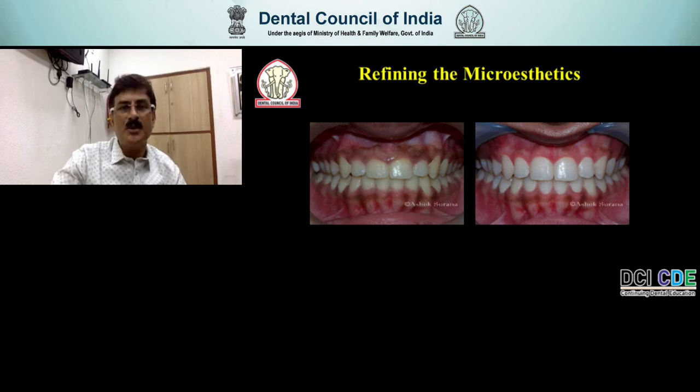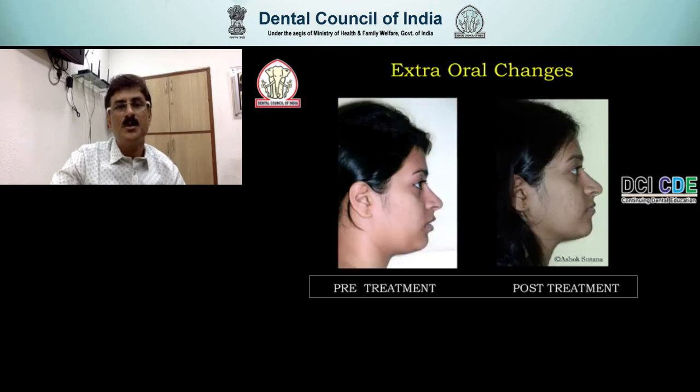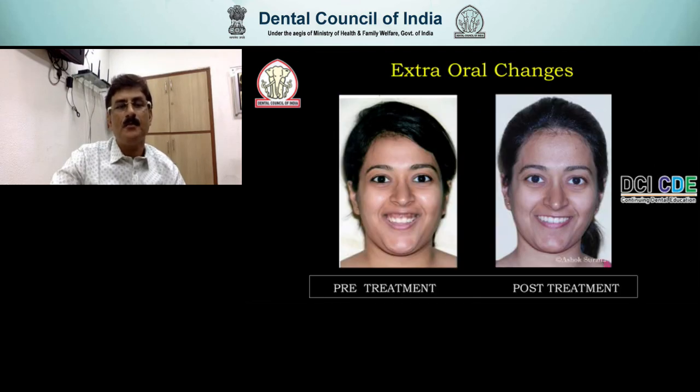And let's compare the smile also. This is pre and post smile. Now this works. We've left some gum show and then done a crown lengthening procedure. The smile becomes all the more attractive. Microaesthetics. Pre and post smiles.